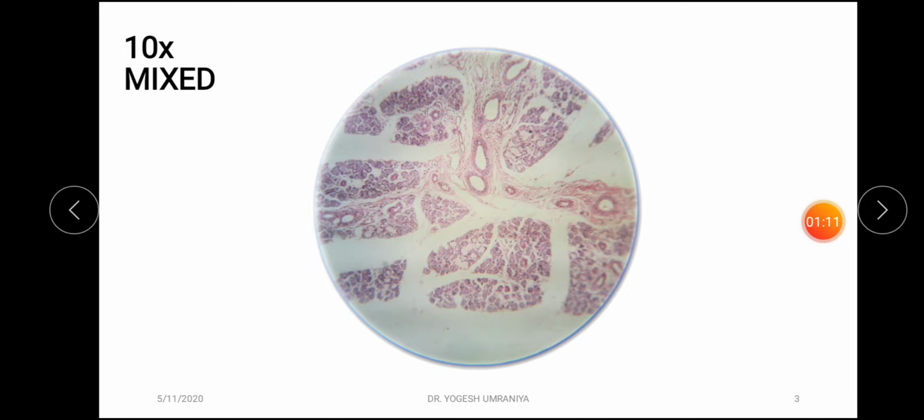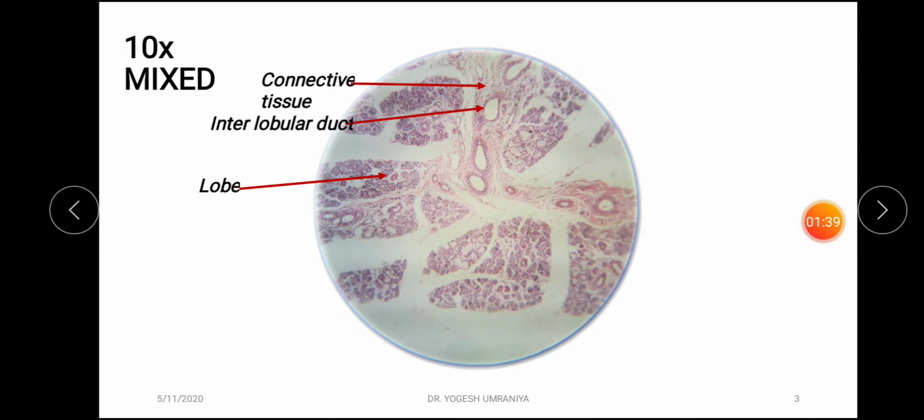This is the image under the 10x magnification, and here the first structure you can see is the lobe of the gland bounded by the connective tissue septa. This is the connective tissue septa proper arising from the capsule of that gland. Within this connective tissue septa you have a duct that is termed the interlobular duct. This is the mixed acini shown here within the lobe of that gland.